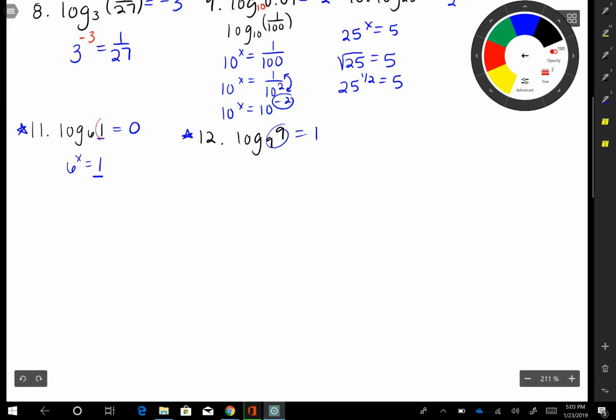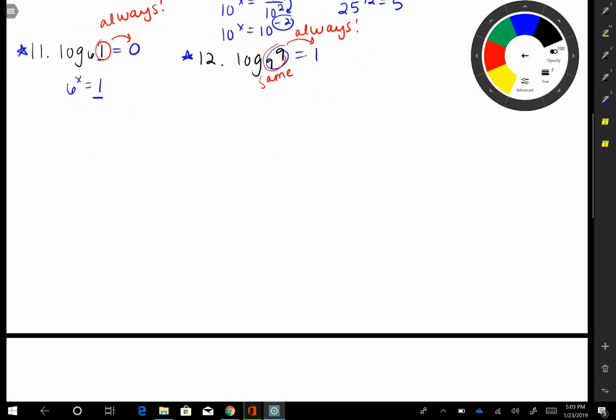When you're putting 1 in, you will always get out 0. I do not care what the base is because anything to the power of 0 is 1. When these are the same, like here, you will always get 1. All right, cool. Moving on. Let's talk about inverses. So we're still in 6.3. And you have the instruction.